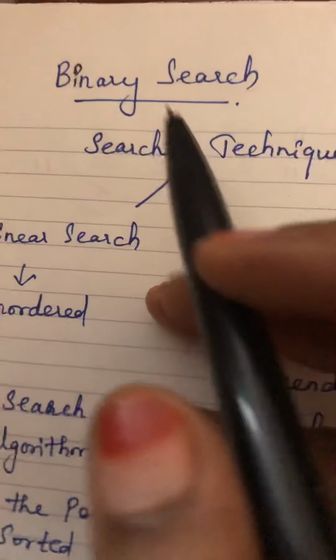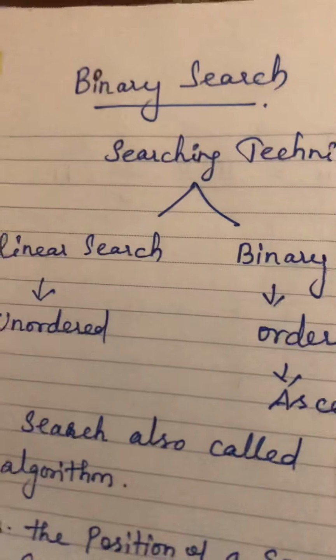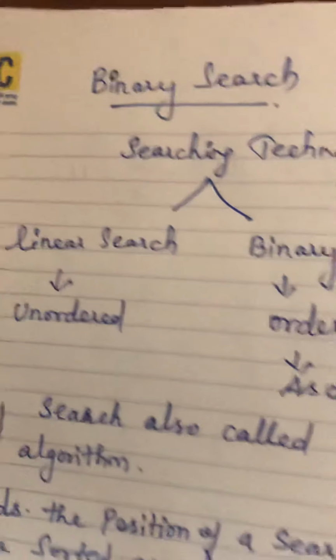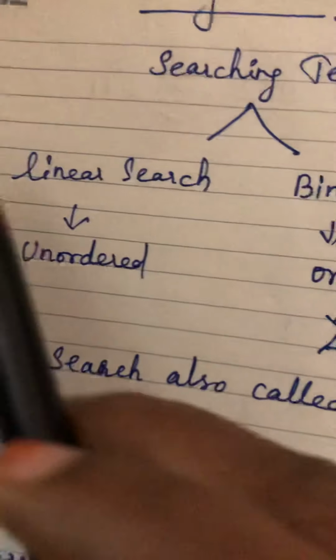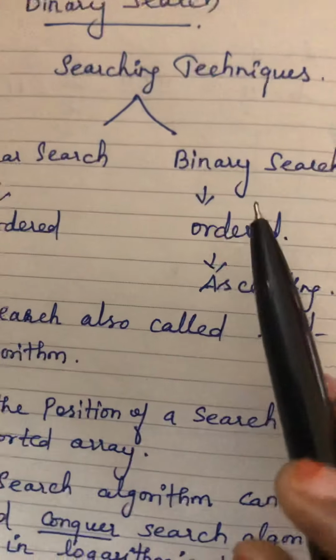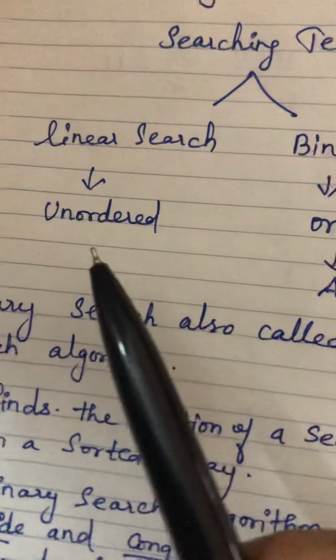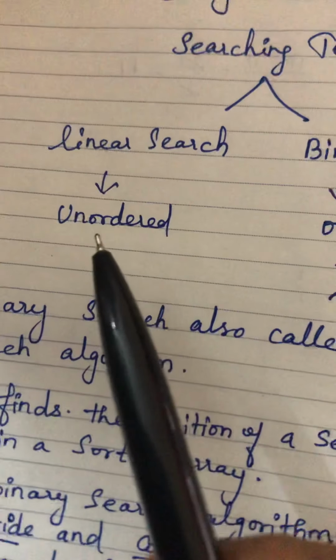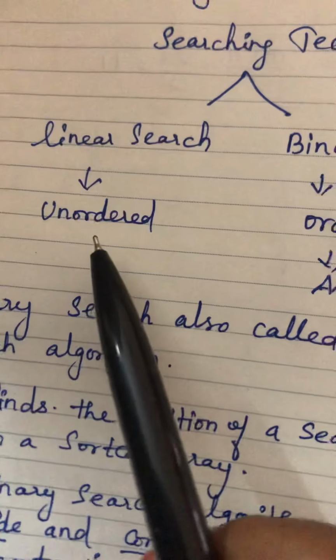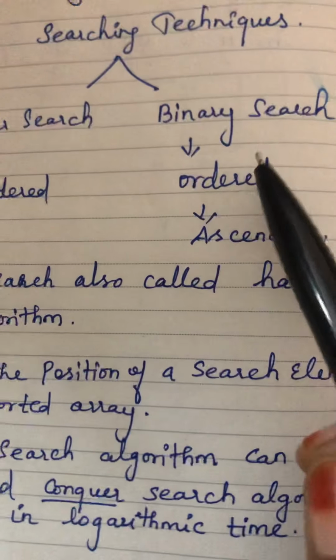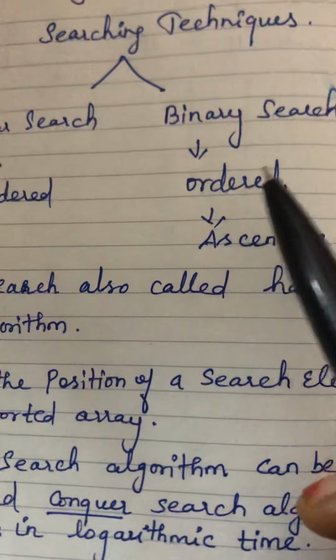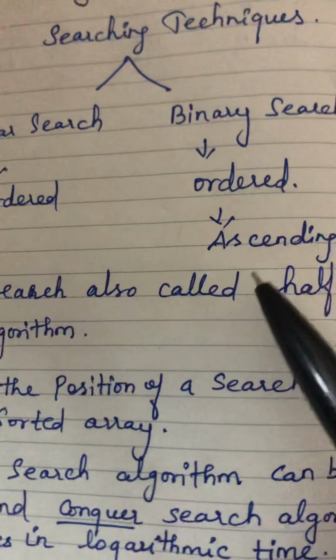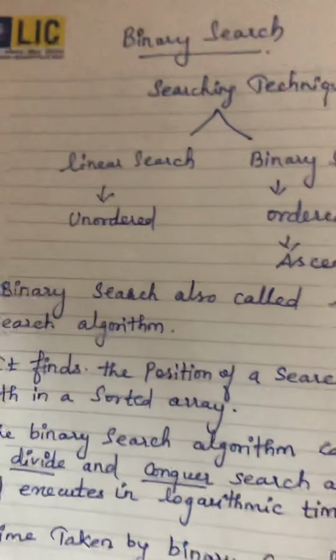Now we are going to discuss the topic, binary search. In searching techniques, there are two types of search: linear search and binary search. Linear search is only used for an unordered list. Binary search is mainly used for an ordered list, that is, arranged in ascending order.